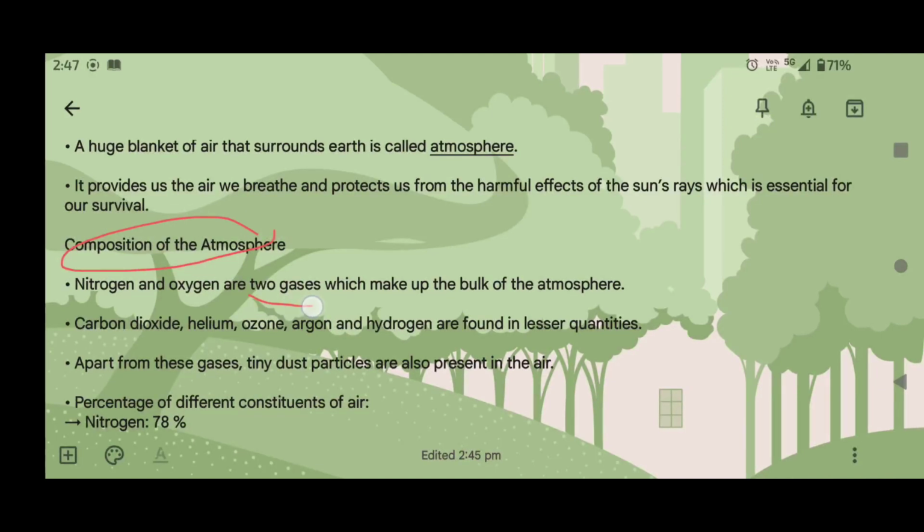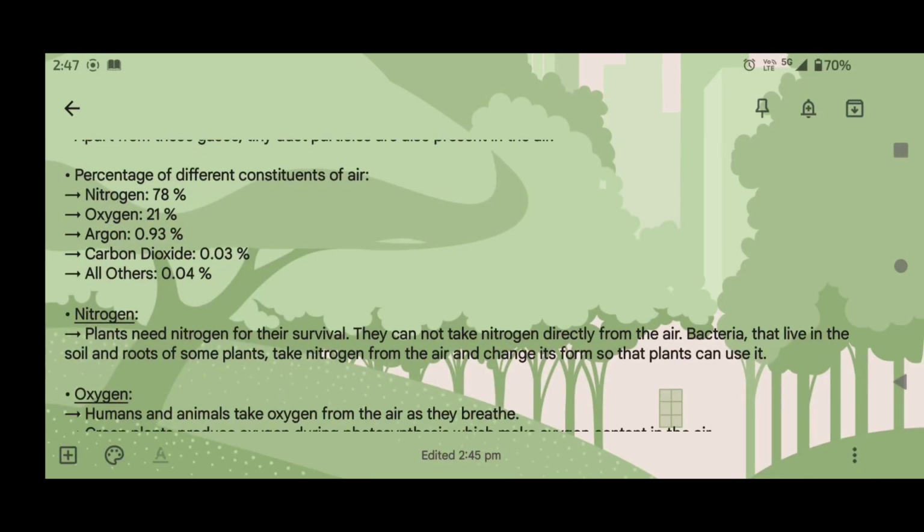Nitrogen and oxygen are two gases which make up the bulk of atmosphere. Carbon dioxide, helium, ozone, argon and hydrogen are found in lesser quantities. Apart from these gases, tiny dust particles are also present in the air. Percentage of different constituents in air. Nitrogen is 78%, oxygen is 21%, argon is 0.93%, carbon dioxide is 0.03%, and all other gases are 0.04%.